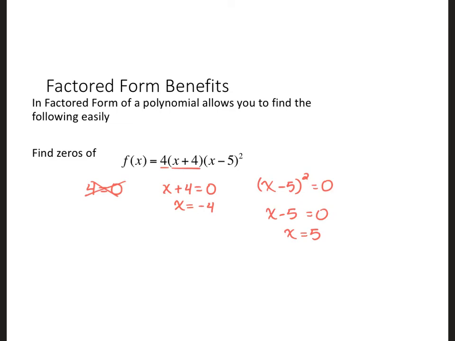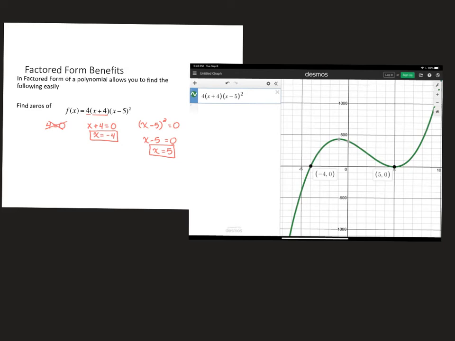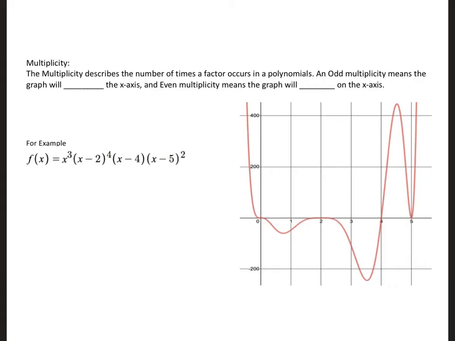So the benefit of factored form is the factors show you your x-intercepts really quick and easy. If I were to graph this polynomial, I would have x-intercepts at -4 and 5. I have my equation 4 times x plus 4 times x minus 5 squared graphed here, so you can see I have one x-intercept at -4 and one x-intercept at 5. Again, setting the factors equal to 0 is a great way to find your x-intercepts, also called zeros, also called roots.